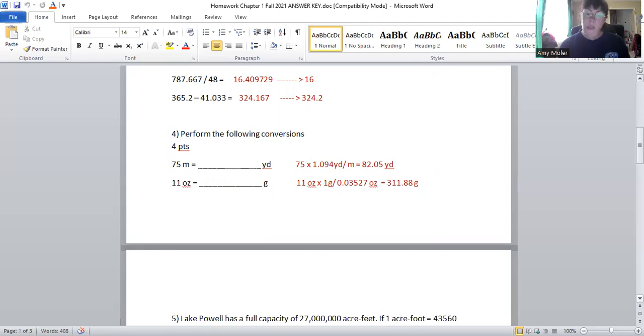And 11 ounces times 1 over 0.03527 will give you 311.88 grams.